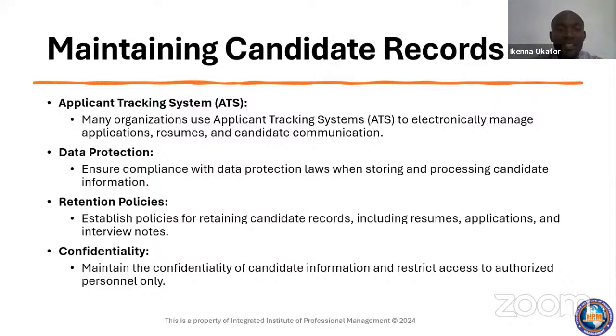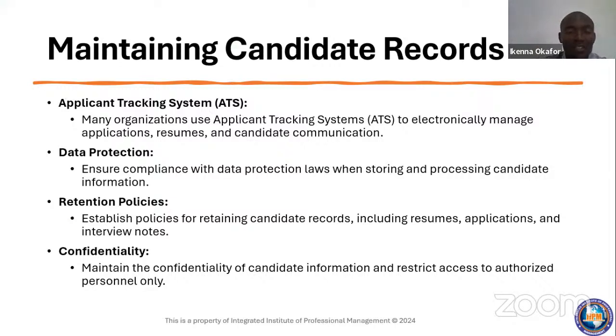Maintaining candidate records: the Applicant Tracking System, ATS. Many organizations now use this in managing resumes. That's why in some organizations, once you apply, if it doesn't meet the requirements, maybe picking keywords, format, or having objects that it's not supposed to have, it's going to bounce it out. It will be the order of the day. It will never be reviewed.